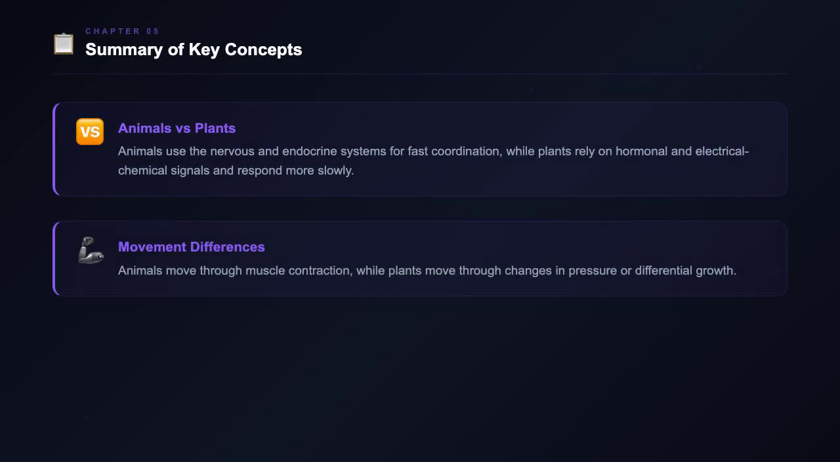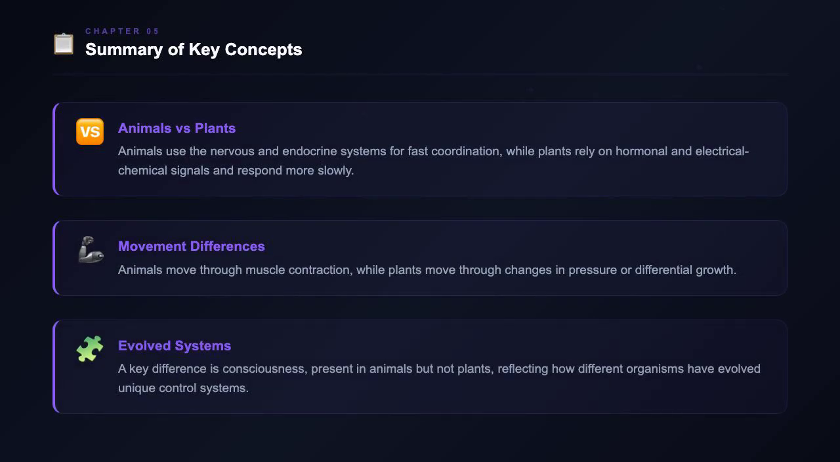Control and coordination are crucial for living things. In animals, two main systems handle this: the nervous system and the endocrine system. The nervous system includes the brain, spinal cord, and nerves. The endocrine system uses hormones to coordinate body functions. Plants also control and coordinate their activities using electrical chemical signals and plant hormones.